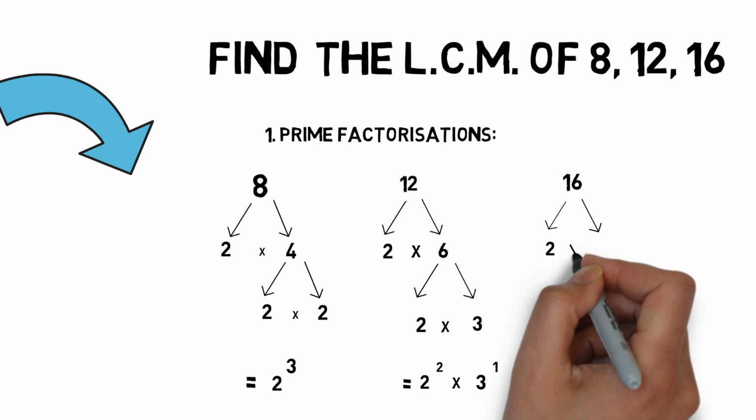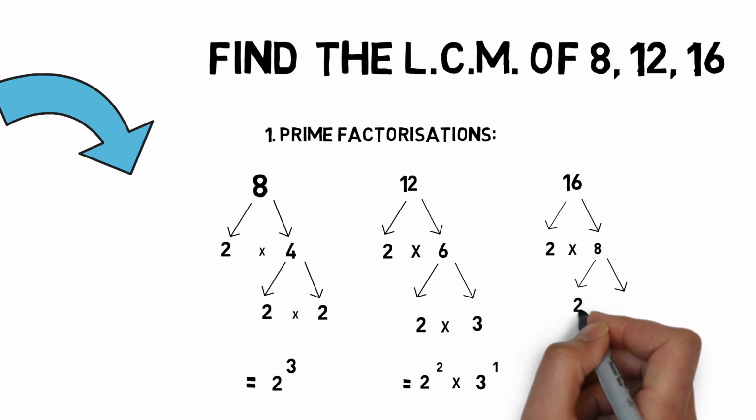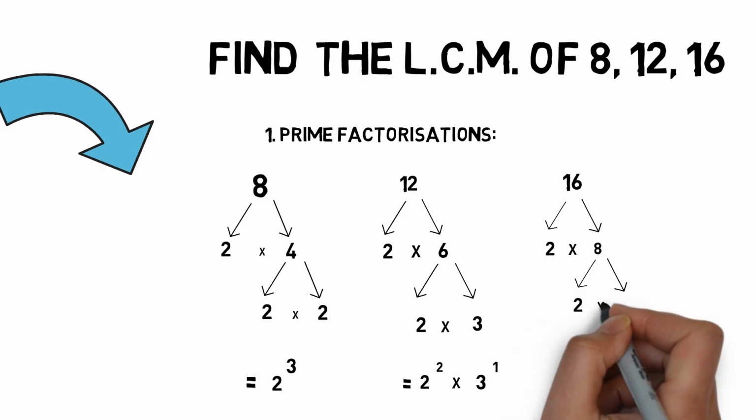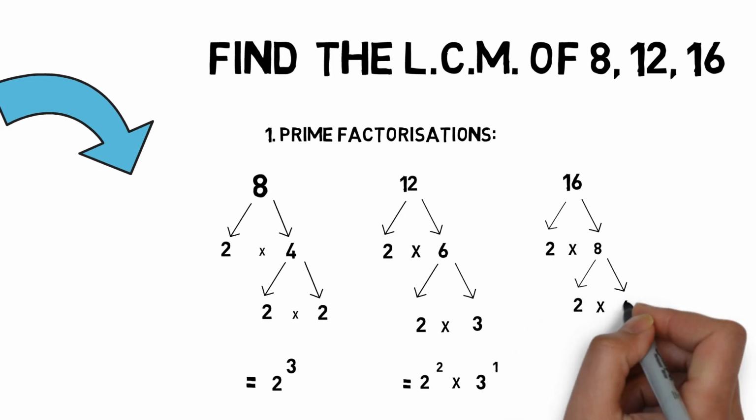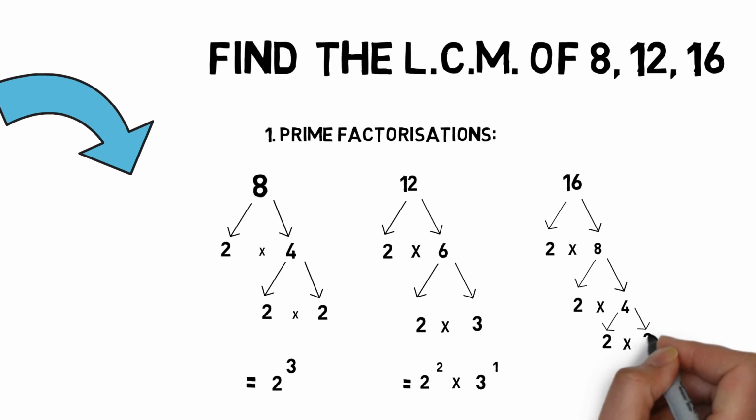We know 2 times 8 gives us 16. In the next step, we break down the 8 into 2 times 4. And in the last step, we break down the 4 into 2 times 2. Nice. So our prime factorization for 16 is 1, 2, 3, 4 2's. So that means 2 to the power of 4.